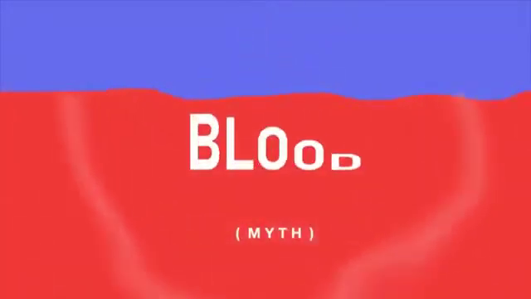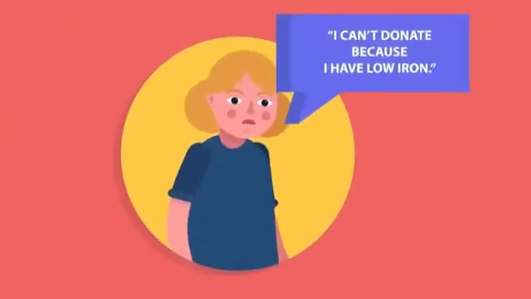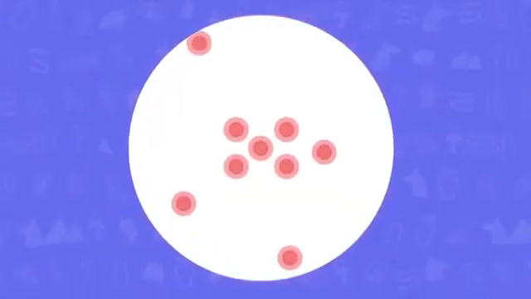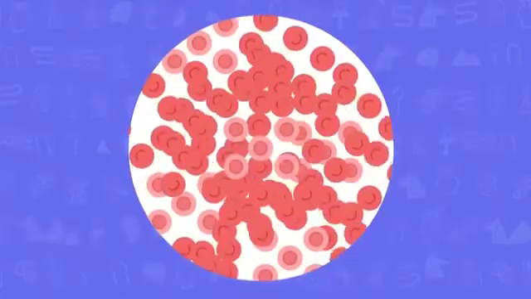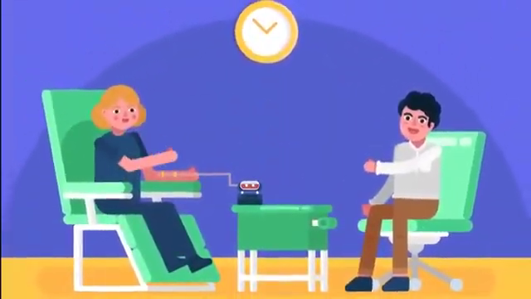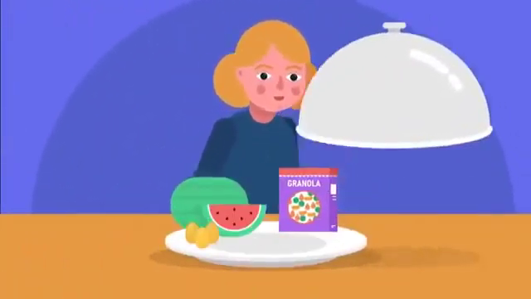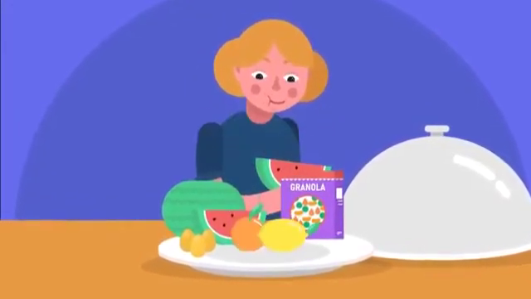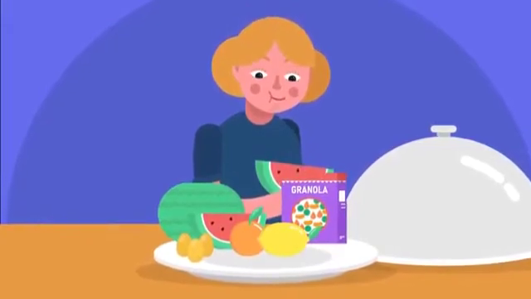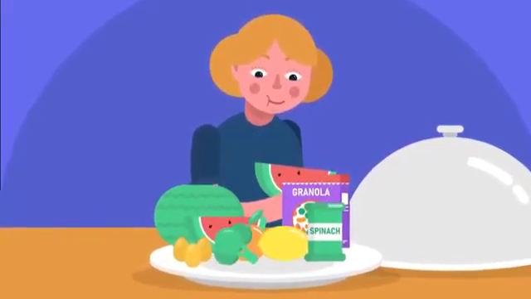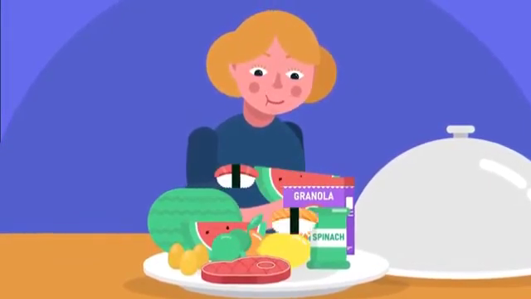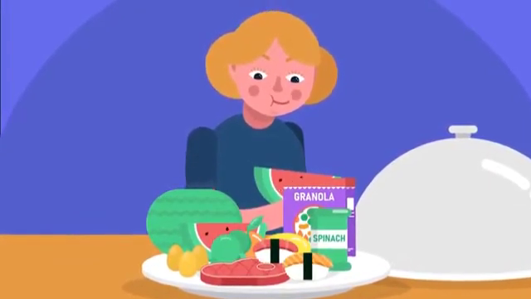Common myths about blood donation. I can't donate because I have low iron. Your red blood cell count doesn't stay low forever. Come in and see if it has improved. Iron-rich foods help promote blood production. Citrus fruits help your body absorb iron. Dark, leafy green vegetables are a good source of iron. Lean red meat, as well as salmon and tuna, are good sources of iron.